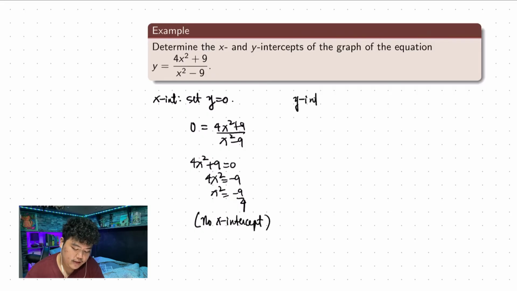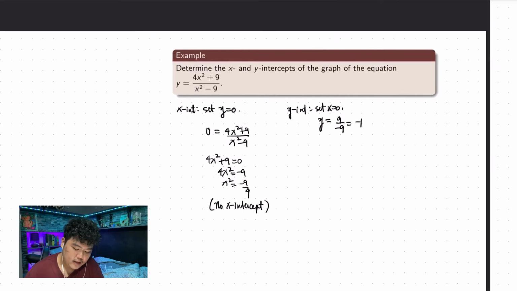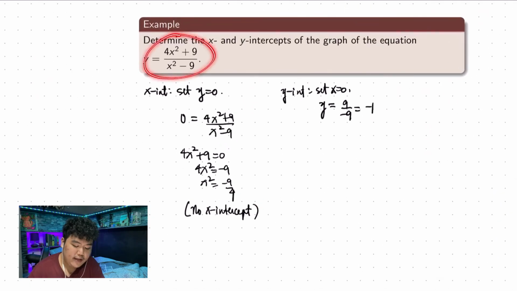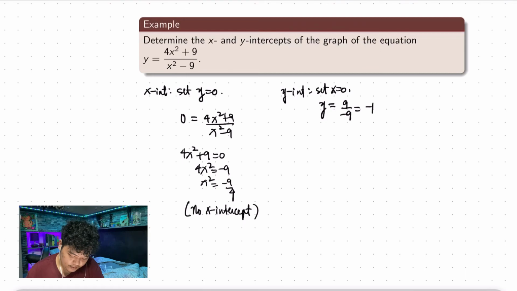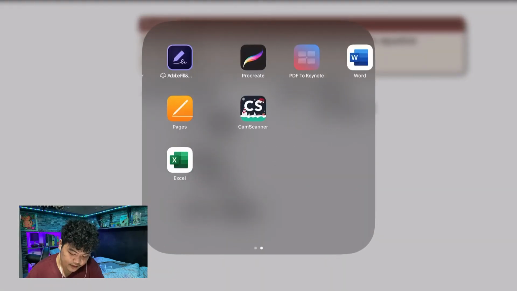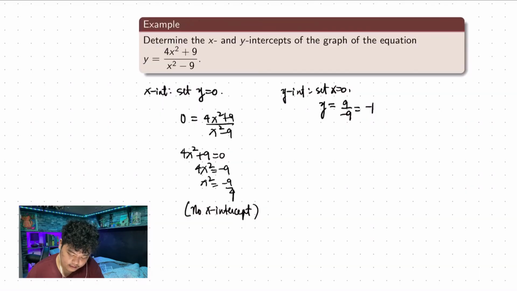For the y-intercept, set x to 0. So, y is equal to 0 na to, 0 na to, 9 over -9, which is -1. So, i-expect nyo, pag ginraph ito, hindi siya tatama sa x-axis. Sa y-axis, tatama siya sa -1. So, gagamit tayo ng graphing utility for that.